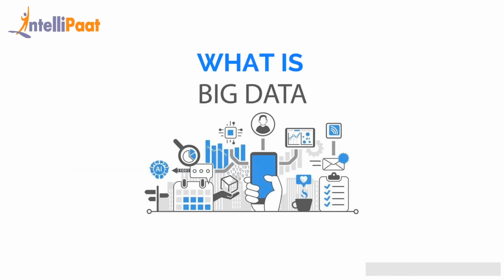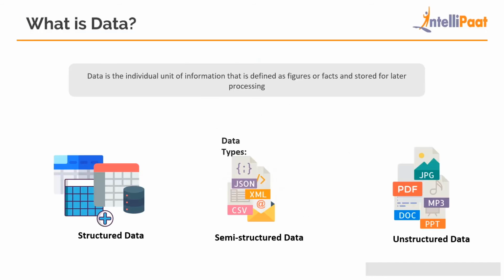Before starting off with something, you'll have to understand what it is, right? Like that, you'll have to first understand what is big data. So before understanding the buzzword big data, what is data first of all? Data is an individual unit of information that is defined as figures or facts and stored for later processing. Data is everything. Let's say if you want to call someone, you have their name, and adjacent to that you'll have their number. That is data. You know whom and what is the number to call them.